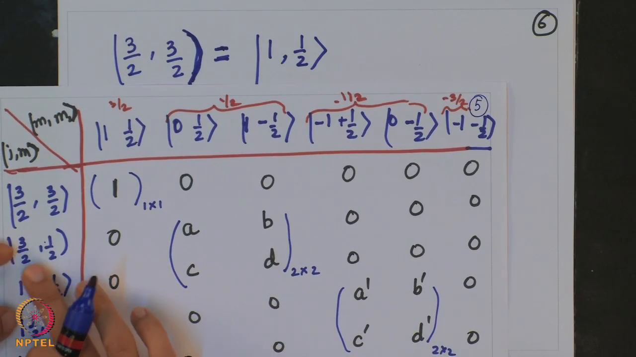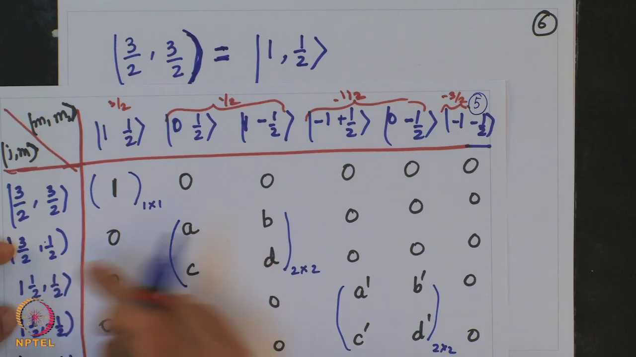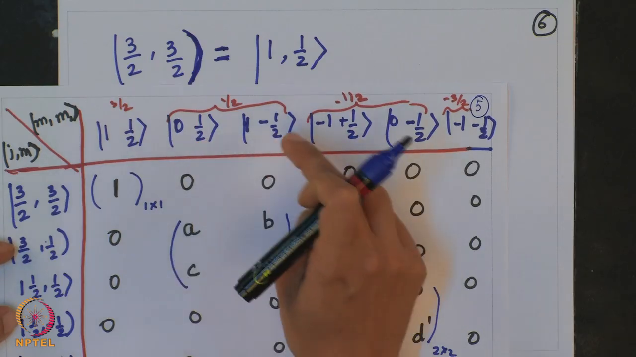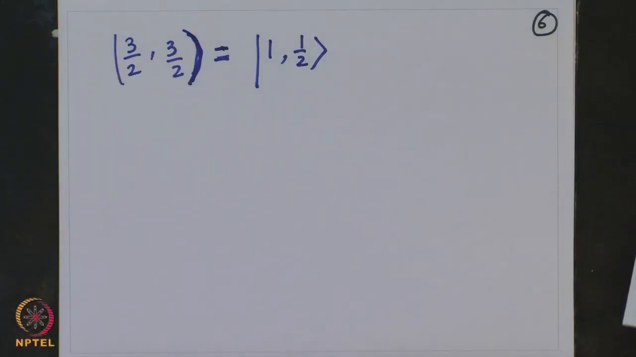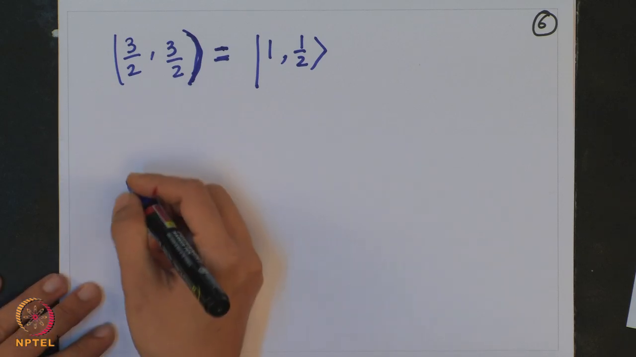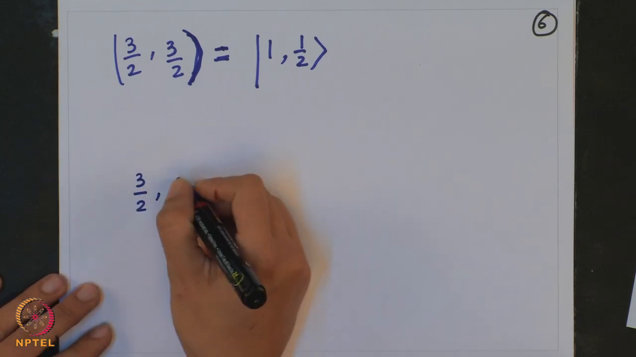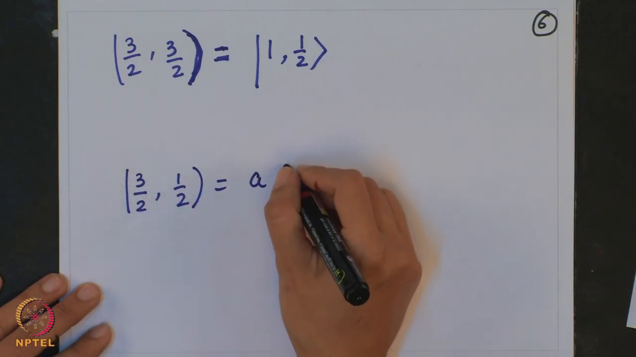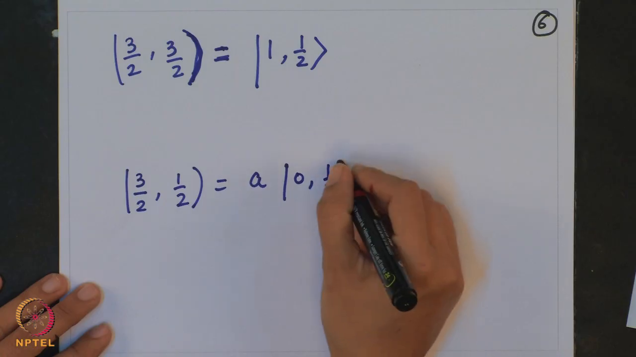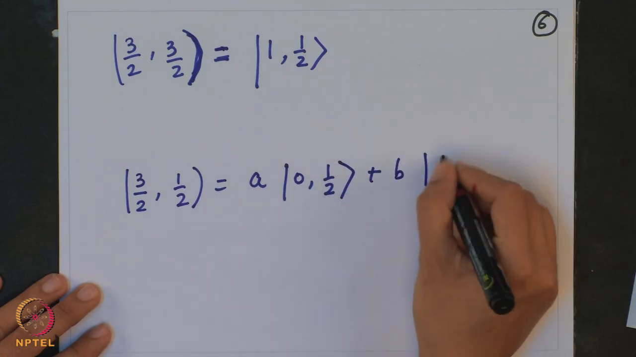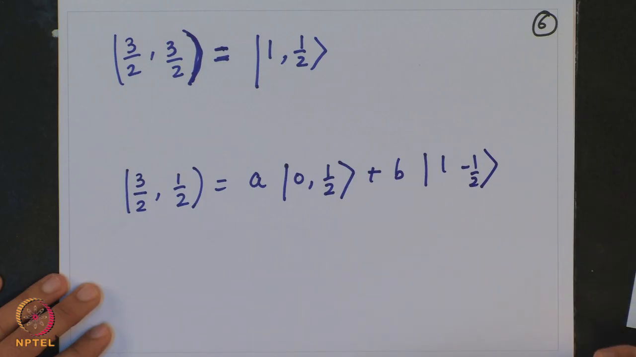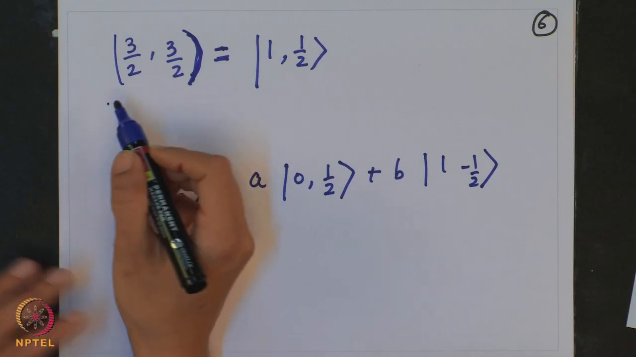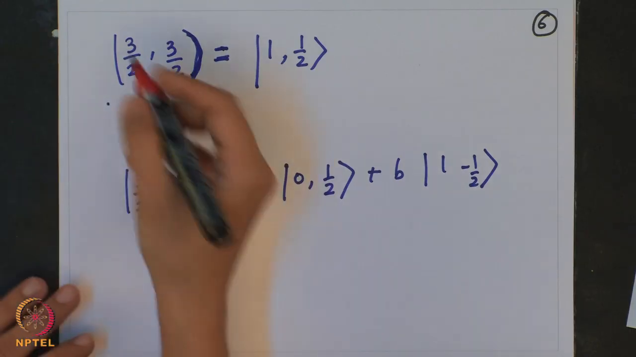Now, in order to write this state 3 by 2, half, I can write it as A times this plus B times this term, agreed. So, let me write it. 3 by 2 comma half is written as A times 0 half plus B times 1 minus half, agreed. Now, in order to come from this state to this state, what we will do here is apply a ladder operator, do a ladder operation.